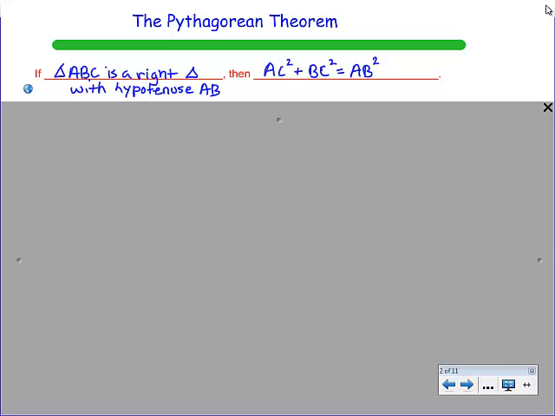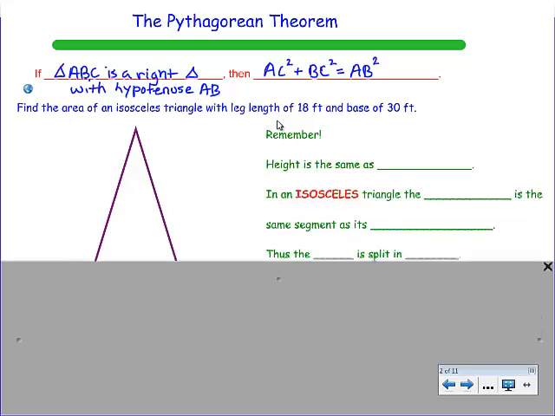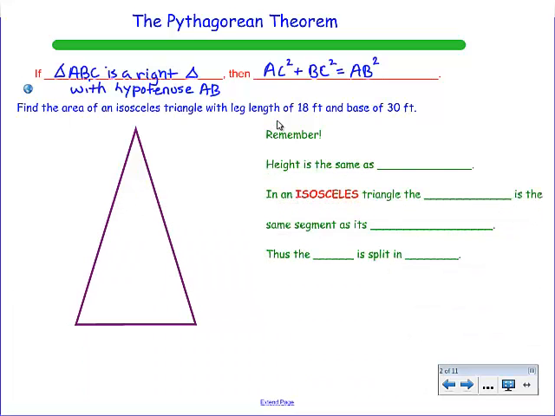Now, how do we use it to find area? So, here's an example of the use of the Pythagorean Theorem. It wants us to find the area of an isosceles triangle with leg length of 18 feet and a base of 30 feet. My picture is not drawn to scale. It normally isn't, but we want to use our geometry knowledge anyway to solve this problem. So what does our geometry tell us?